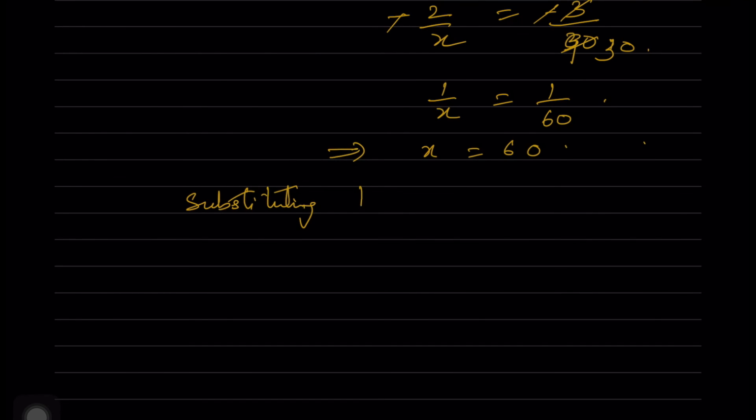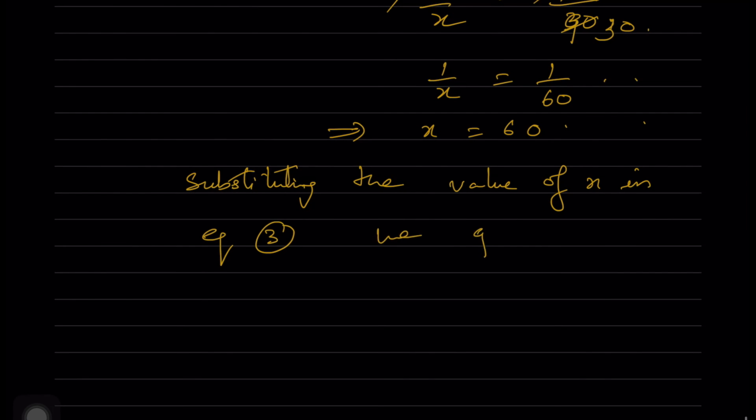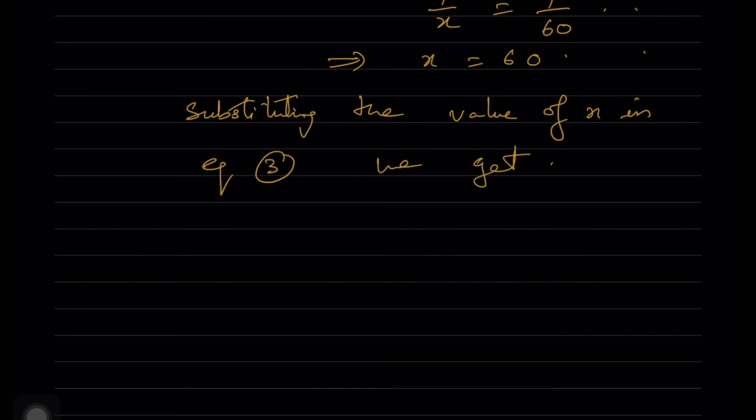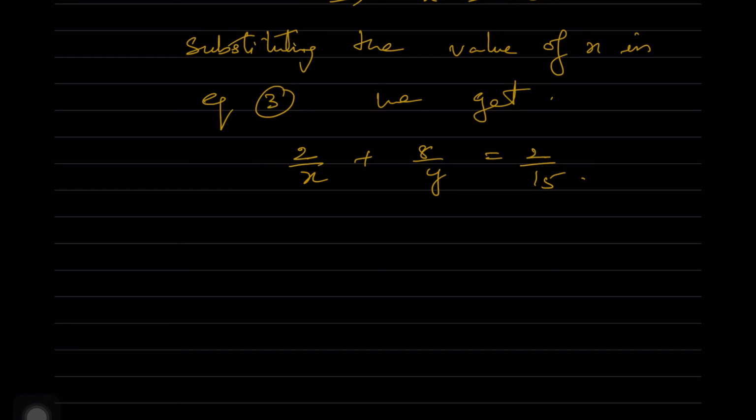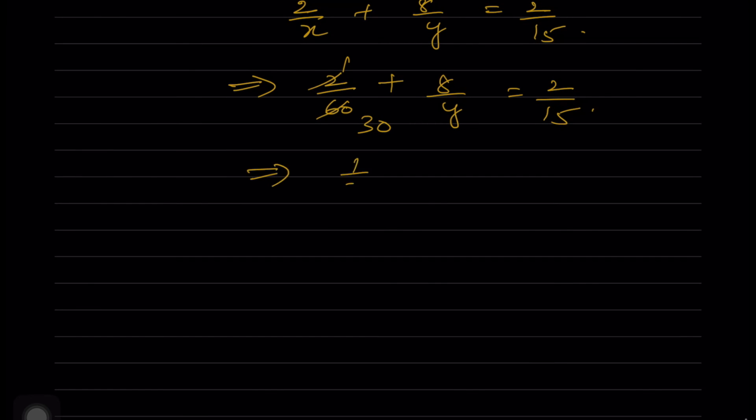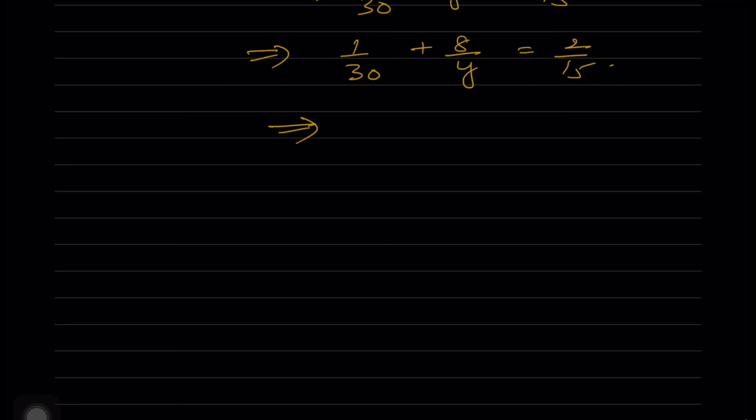Now substituting the value of x in equation 3, we get, what's our equation 3 over here? 2 by x plus 8 by y is equal to 2 by 15. So 2 by x means it is 2 by 60 plus 8 by y is equal to 2 by 15. Now here you are getting 1 by 30 plus 8 by y is equal to 2 by 15. So 8 by y is equal to 2 by 15 minus 1 by 30. So you are getting 1 by 10. You will get 8 by y is equal to 1 by 10, or y is equal to 80.